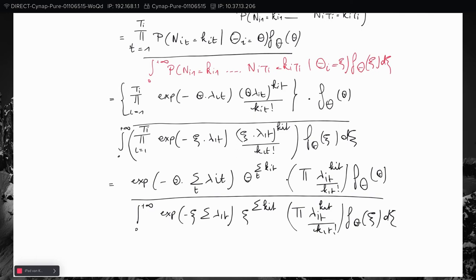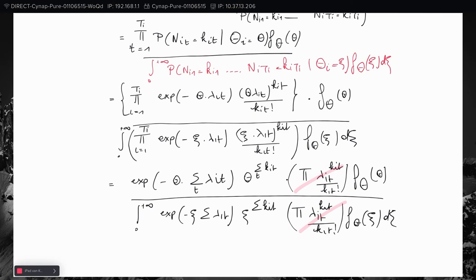So what do I see? That I've got something in common over here, and that drops out. So I get rid of that term. And you start to realize that what remains only depends on the sum of the lambdas and the sum of the k's, right?